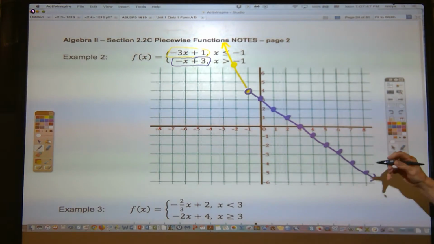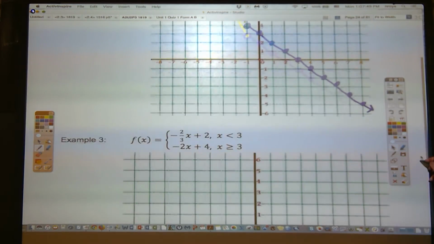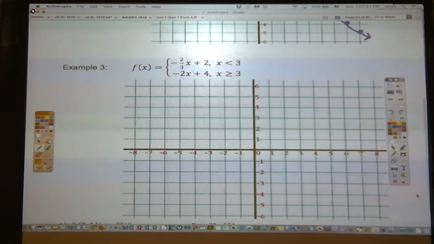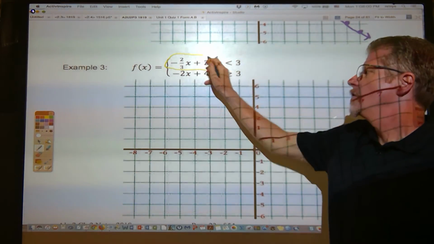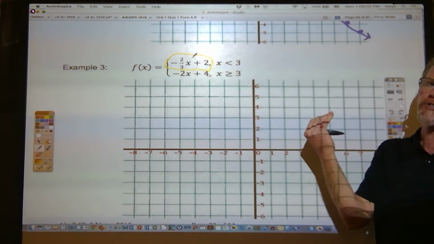And now let's go to number 3. On problem 3, this one's a little more complicated because of the fractions. So we're gonna have 2 channels again. We've got the yellow channel. The domain of a channel is just a function.